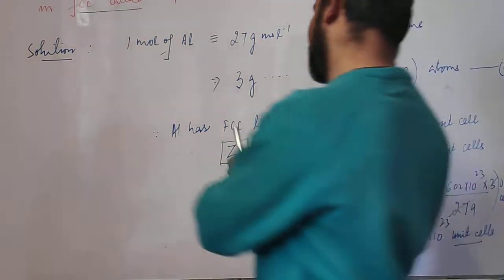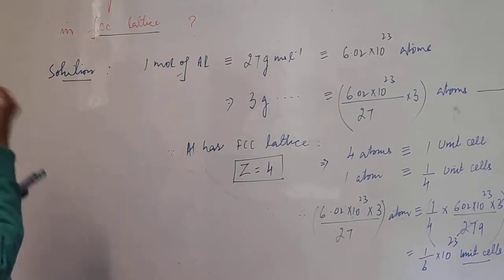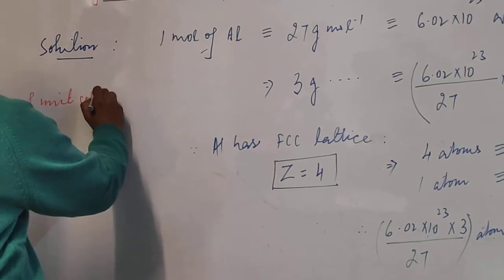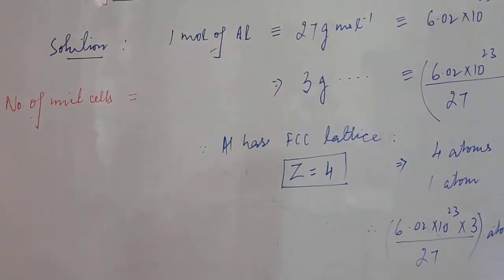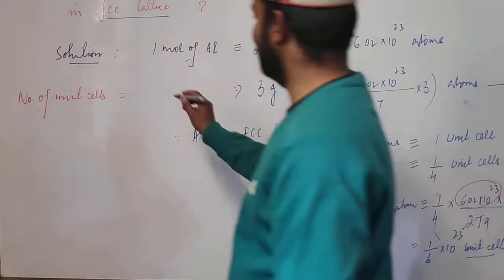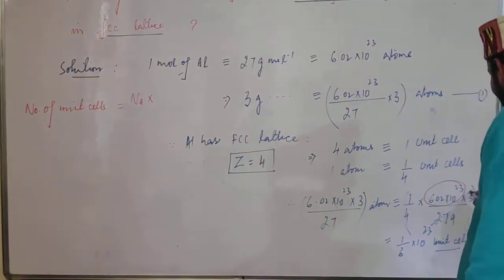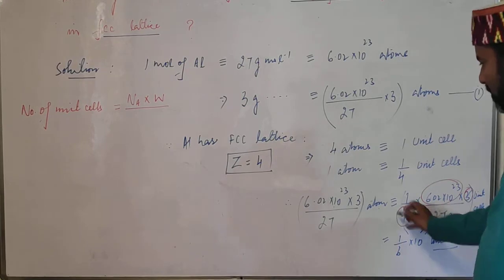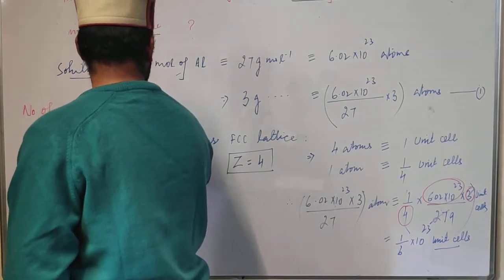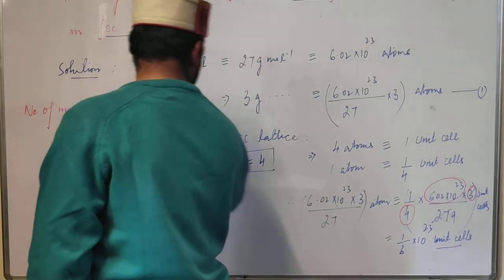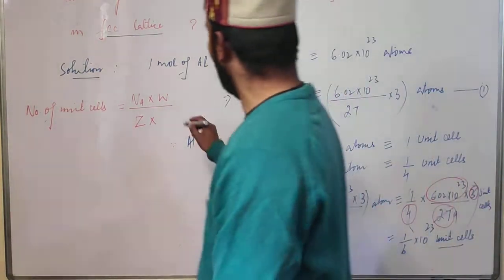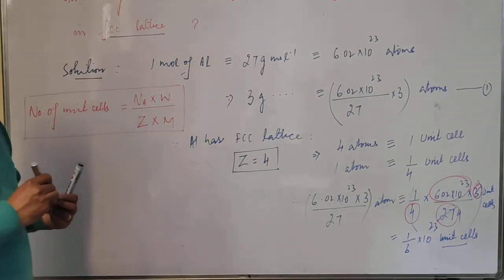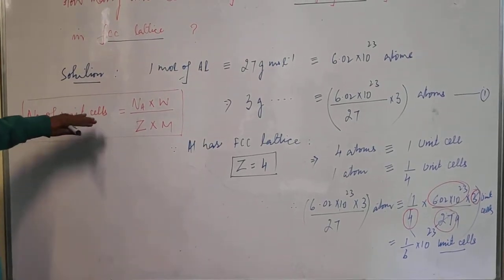Now students, from this particular question I can make a shortcut, which is: number of unit cells is equal to, first we have Avogadro number. Then what is this 3? This 3 was the given weight of the substance or solid, so let it be W. Then we have 4, the number of atoms per unit cell, so we have Z. And then we have 27, which is the molar mass of that substance. So students, next time if you get a question in which you have to find the number of unit cells, then you can directly use this shortcut formula.